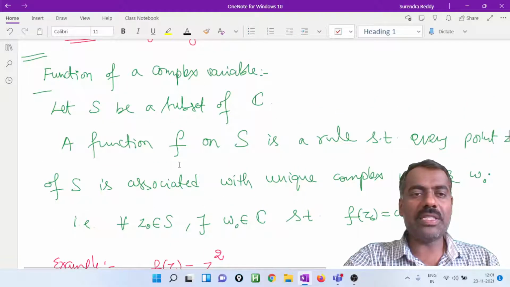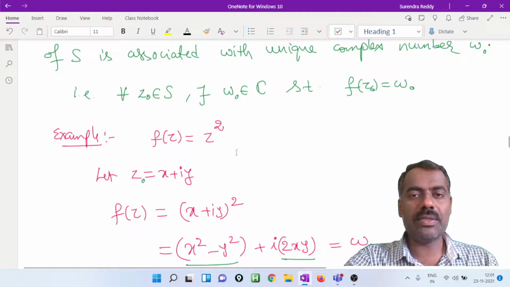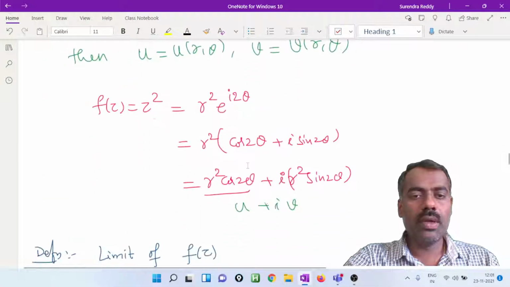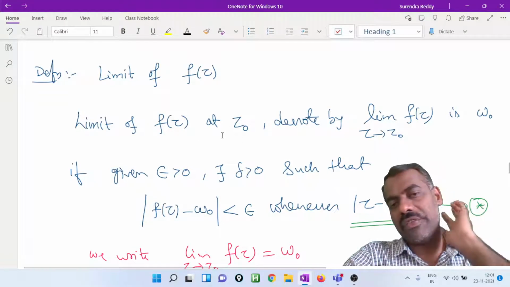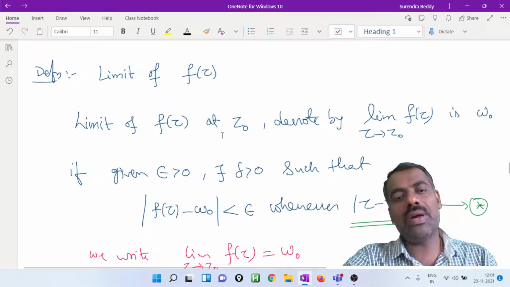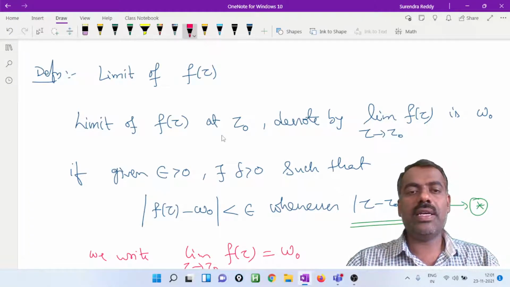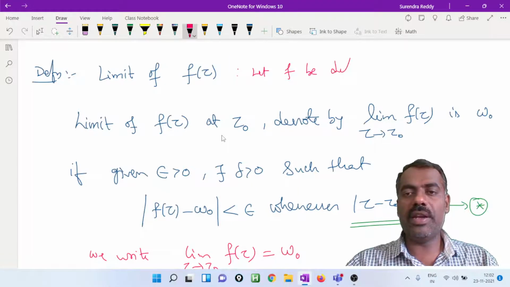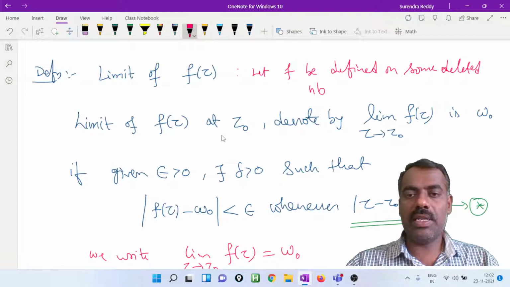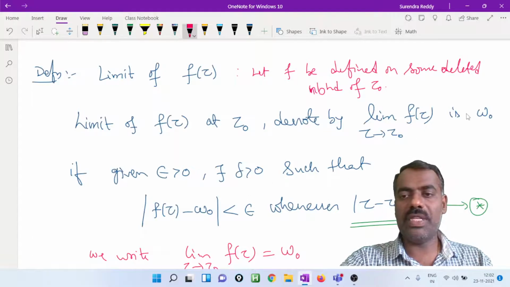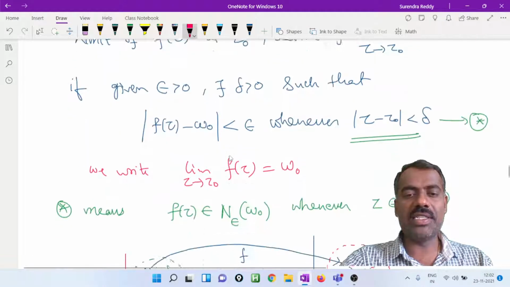Then we have defined what is meant by function of a complex variable. And after that, we have defined limit of a function, where f is defined on some neighborhood, deleted neighborhood of z naught. So if you want, you can write here: let f be defined on some deleted neighborhood of z naught. Then limit of f of z as z tends to z naught is w naught if this condition is satisfied.